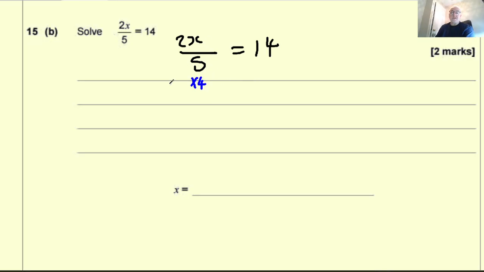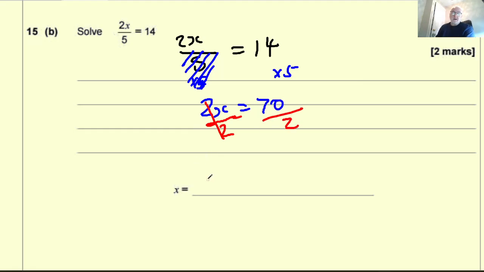To do that, remember I do the inverse, which is multiplied by 5. Divide by 5 multiplied by 5 will eliminate itself and just leave me 2x. And I've got 14 times 5, which is going to give me 70. At this point, if you need to come over here and calculate it, show the workings that you've done. And to get rid of the 2, remember I've got a coefficient, so I'm going to divide by the coefficient to give me x. So how many 2's go into 70? Half of 70 is 35.